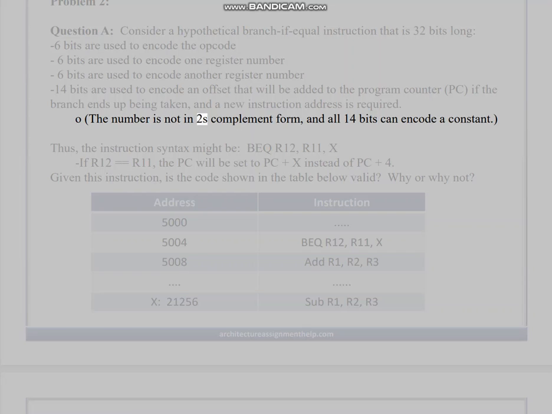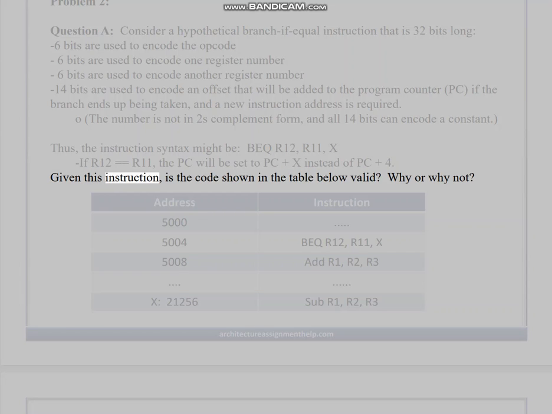Assume the number is not in 2's complement form, and all 14 bits can encode a constant. Thus, the instruction syntax might be BEQ R12, R11, X. If R12 equals R11, the PC will be set to PC plus X instead of PC plus 4. Given this instruction, is the code shown in the table below valid? Why or why not? Address, instruction: 5000 ...; 5004 BEQ R12, R11, X; 5008 add R1, R2, R3; X, 21256: sub R1, R2, R3.